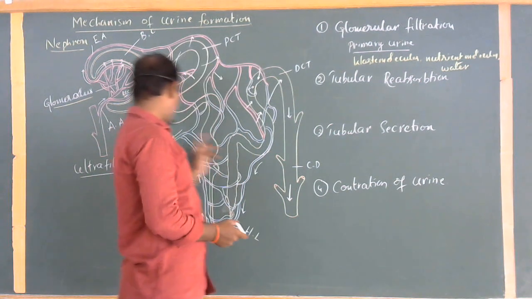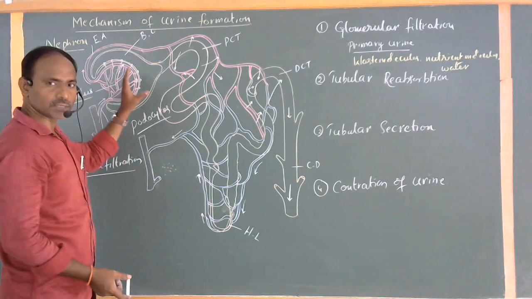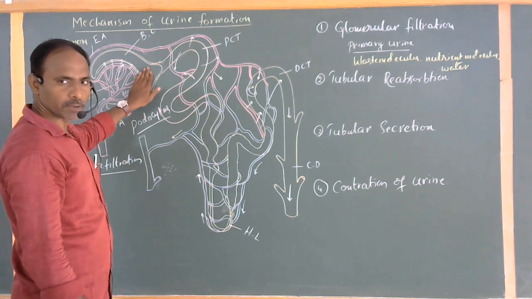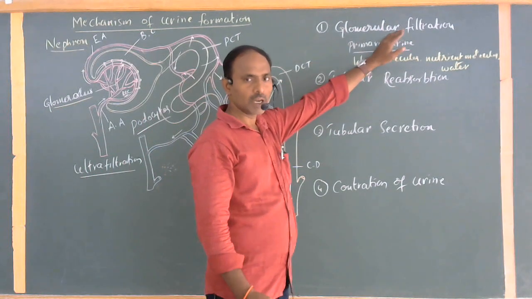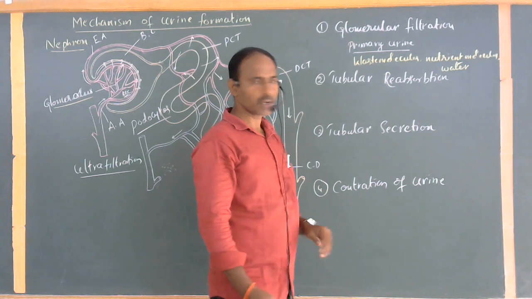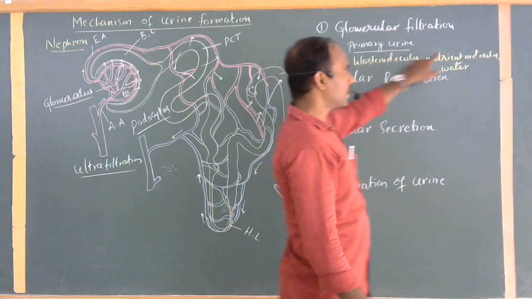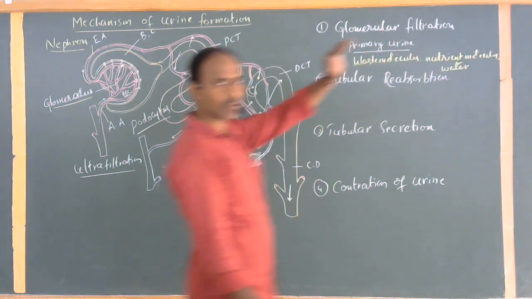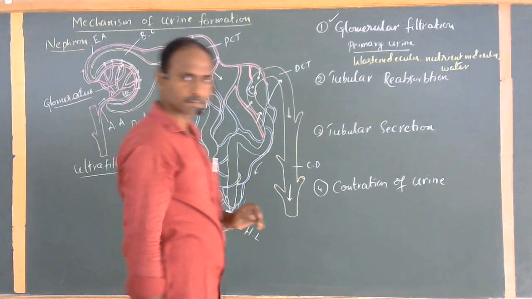Due to ultrafiltration, due to the great pressure created by the glomerulus, some of the components, commonly called the primary urine, are filtered into the Bowman's capsule. This is commonly called glomerular filtration. What components enter the Bowman's capsule? Waste molecules, nutrient molecules, and water molecules. This first step is called glomerular filtration.